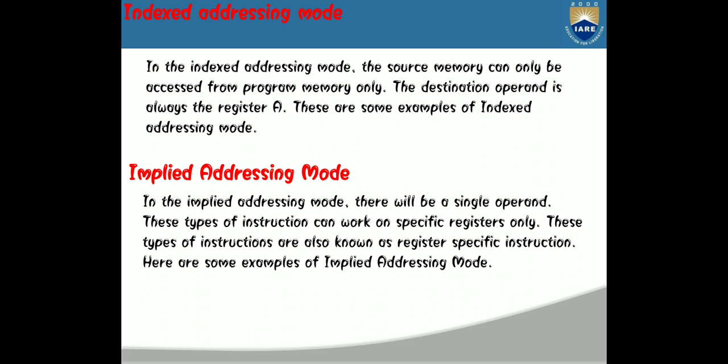And coming to implied addressing mode. In the implied addressing mode, there will be a single operand. These types of instructions can work on specific registers only. These types of instructions are also known as register specific instructions. And here are some examples of implied addressing mode.